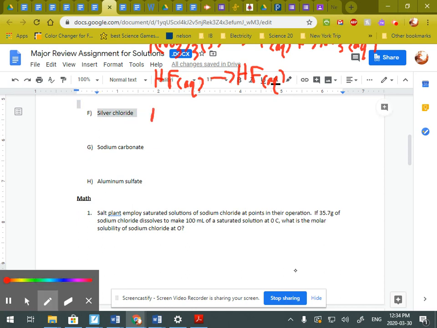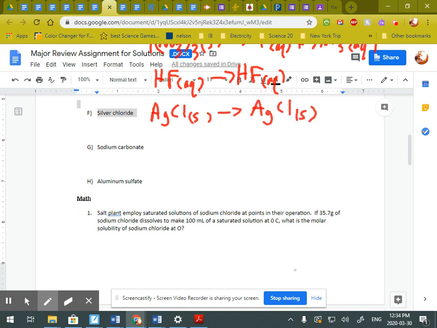Silver chloride is an ionic compound. Check the solubility table. It is an insoluble ionic compound, does not break up. Sodium carbonate is an ionic compound. Check your solubility table. It does break up.